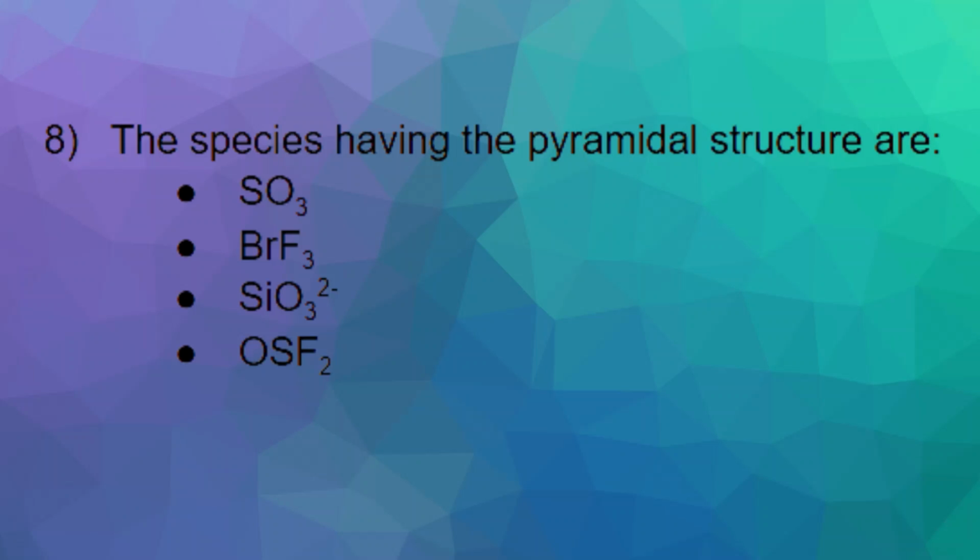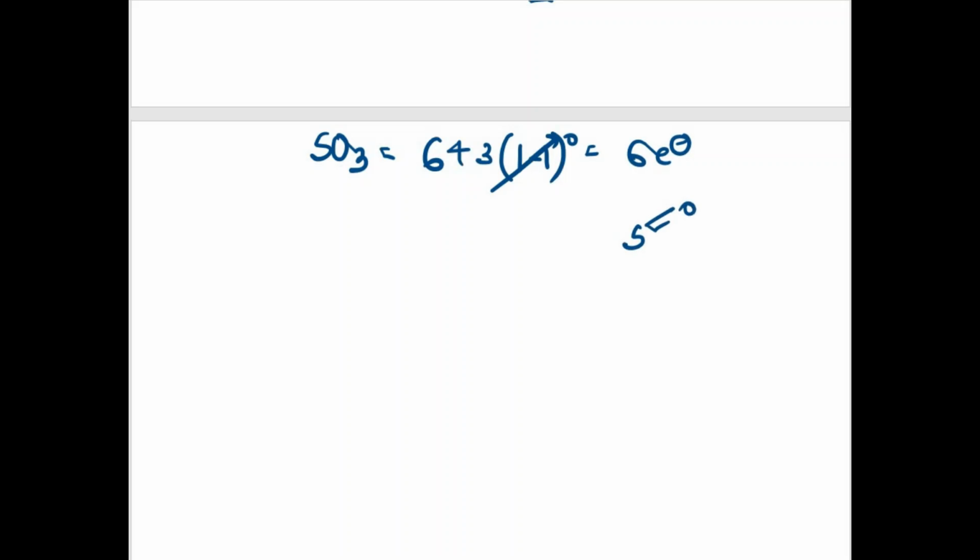Moving on to the next question, the species having pyramidal shape. What are the options given? SO3, BrF3, SiO3 2 minus and OSF2. So we'll use VSEPR to solve the question and it will become very easy. SO3 means central metal sulfur, which is 6 electrons, and for oxygen you have 1 sigma and 1 pi, so effectively it's 0. So you get 6 electrons. This is trigonal planar. How do we draw it? This is trigonal planar structure, right?